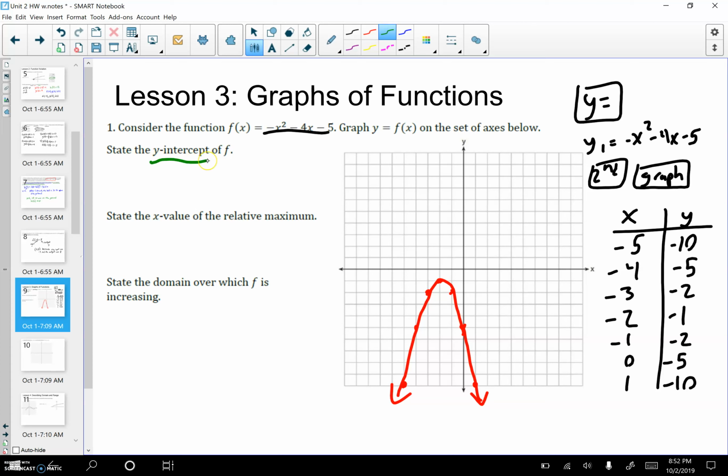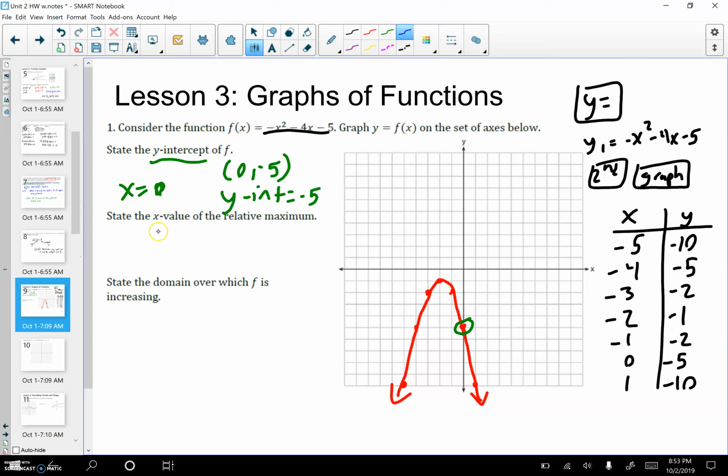We want to state the y-intercept. So that is that point right there where it intersects the y-axis. It's also where x is equal to 0. The coordinates of that point are 0, -5. So therefore, our y-intercept is -5.